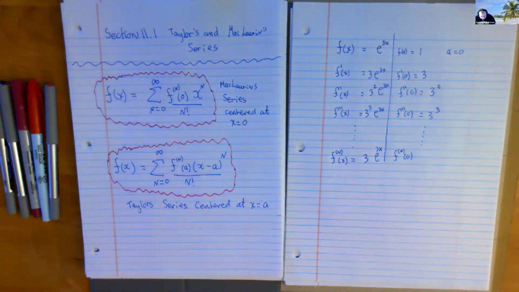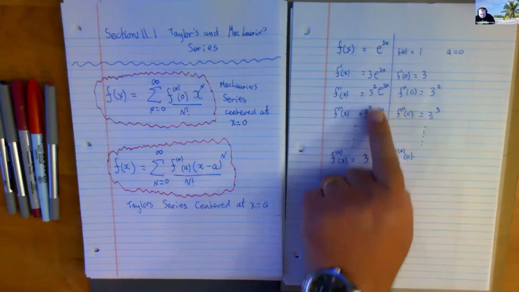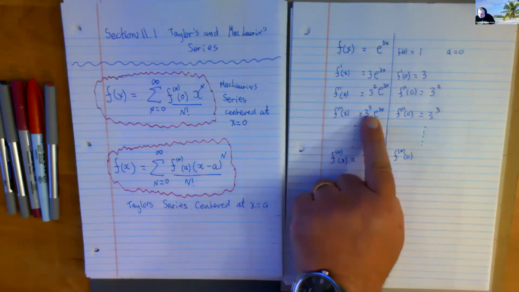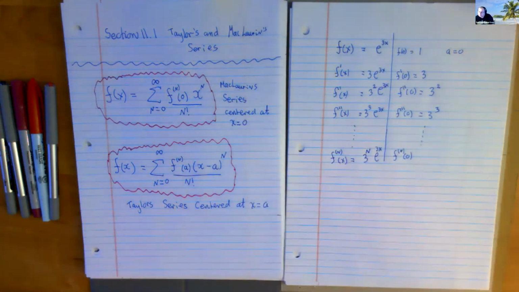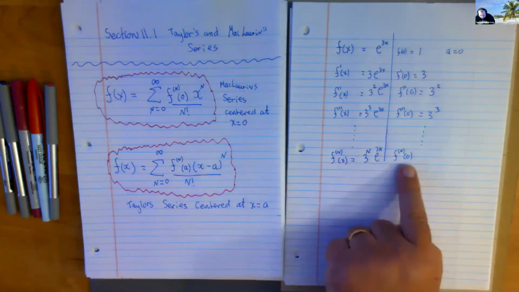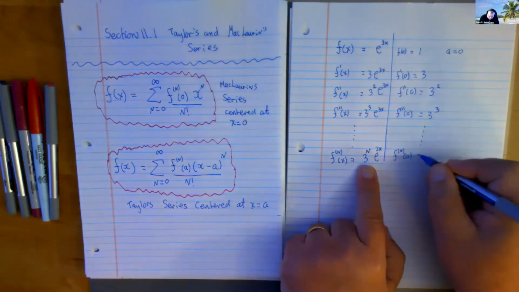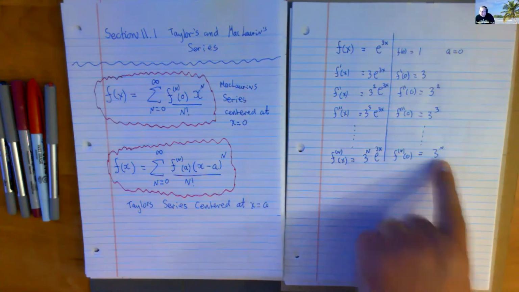And then I look for patterns, and thankfully, because this is a nice function, that pattern is pretty easy. Would you agree the second derivative gets you 3 squared, and the third derivative gets you 3 cubed, so shouldn't the nth derivative get you 3 to the n? Great. Now, what's this fella going to be worth when x is 0? Well, it's going to be 3 to the n times 1, which is 3 to the n.